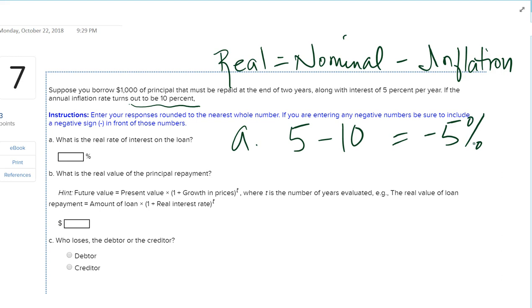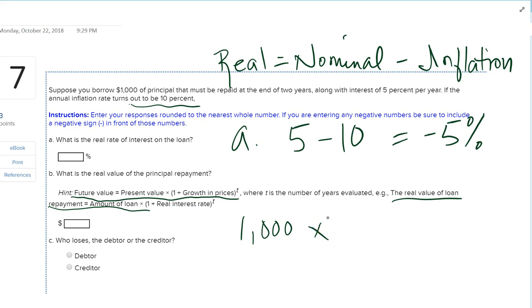B says, what is the real value of the principal payment? And now we're going to use that future value calculation. So we're going to, here it is, future value is present value times 1 plus the growth in prices to the T, meaning the time period, where the number of years evaluated is T and all that good stuff. And so they give you the real value of the loan repayment. Another way to see this is the amount of the loan times 1 plus the real interest rate. So we're going to do the future value, and we're going to take the present value is $1,000, the nominal value. Another word for present is nominal.